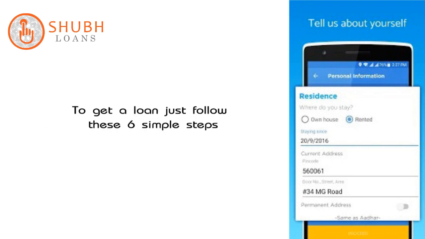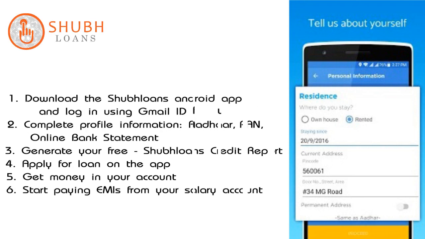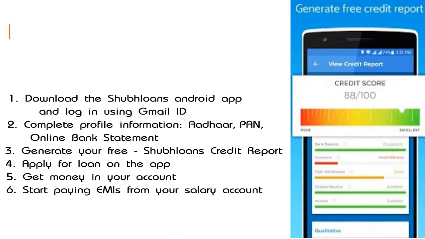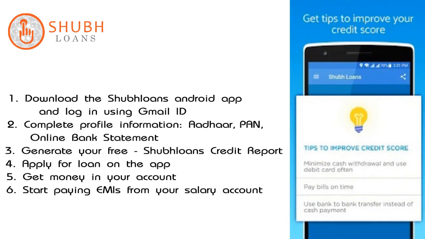To get a loan, just follow these 6 simple steps. 1. Download the Shubh Loans Android app and log in using Gmail ID. 2. Complete profile information, Aadhaar, PAN, online bank statement. 3. Generate your free Shubh Loans credit report. 4. Apply for loan on the app. 5. Get money in your account. 6. Start paying EMIs from your salary account.